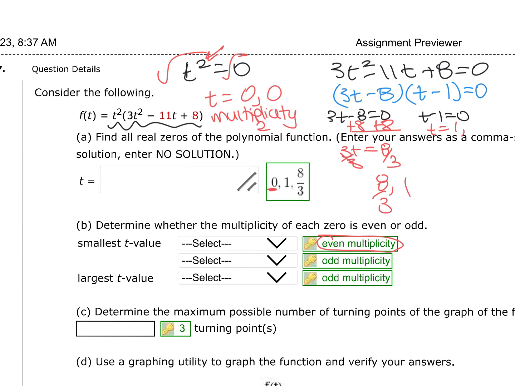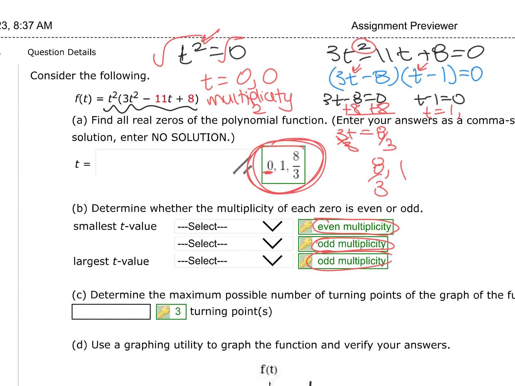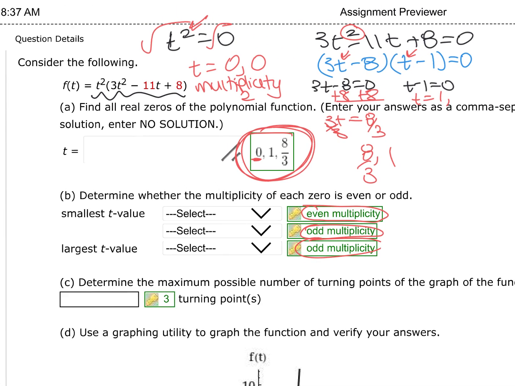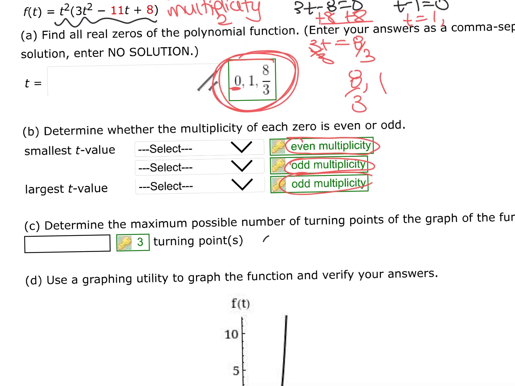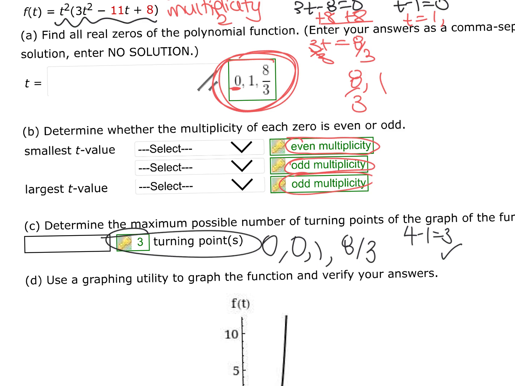Okay, so 8 over 3 and positive 1. And they only have a multiplicity of 1 because they're not to the squared power when we factor it, right? If this was to the 4th power, then we'd have to take care of that. So that's why we say odd multiplicity for those other values. But I do have 3 zeros at 0, 1, and 8 over 3. All right, and then as far as the turning points go, the 0 actually counts as 2, right? So we had 0 twice, then we had 1, and then we had 8 over 3. So that was 4, and then 4 minus 1 is how we end up with 3. All right, so 3 turning points for that.